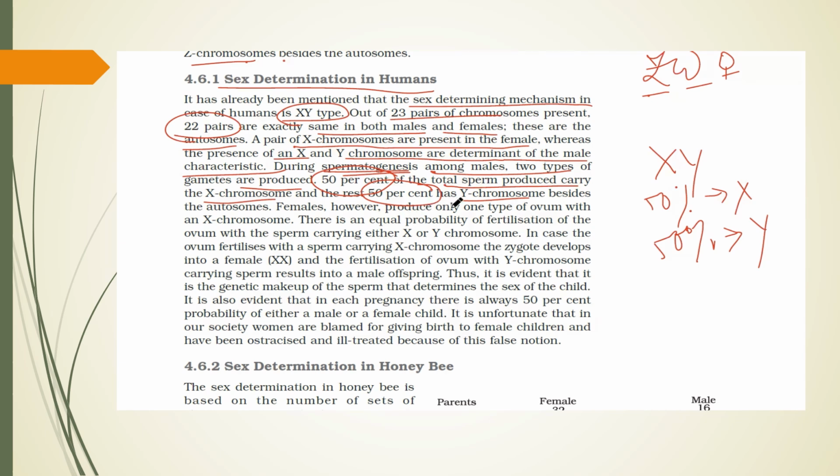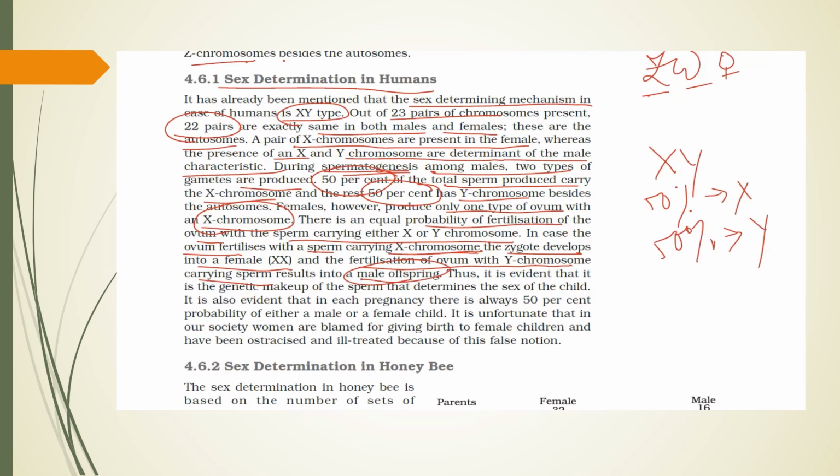Females, however, produce only one type of ovum, and that ovum always has the X chromosome. So there is an equal probability of fertilization of the ovum with the sperm carrying X and Y chromosome. In case the ovum fertilizes with a sperm carrying the X chromosome, the zygote develops into a female, XX. And if the fertilization of an ovum with a Y chromosome happens, it results in a male offspring. This is what I have told.